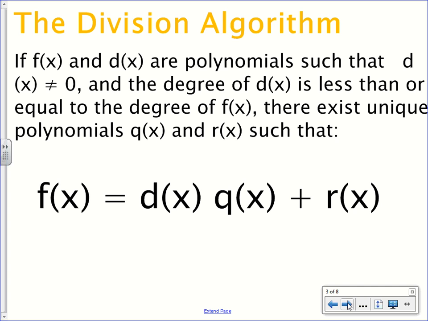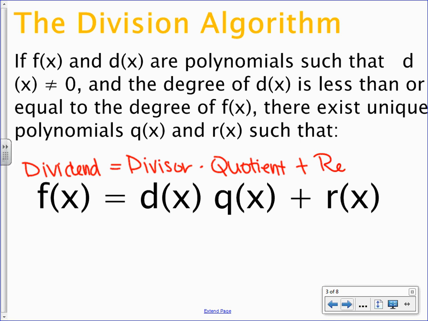Okay? The division algorithm. This is what I would write right here. This is the division algorithm. This means that our dividend equals the divisor times the quotient plus the remainder. Okay, write it down. You'll need it for your homework assignment, and then we'll talk about why it is true.